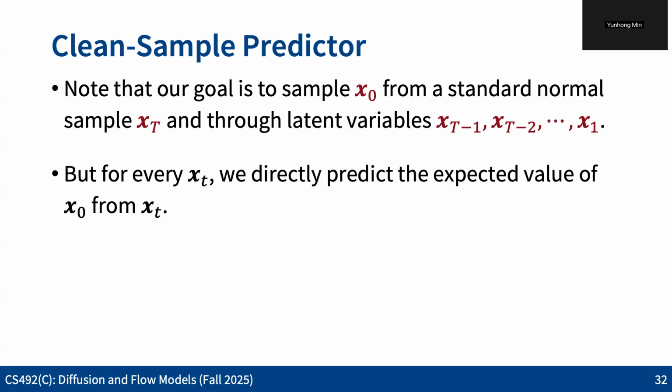So we can interpret the diffusion model as defining a process of the final prediction of the expected value for the x0 here. Is it clear?